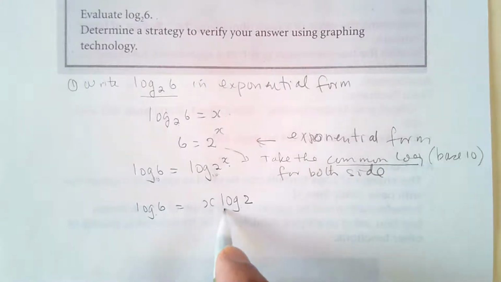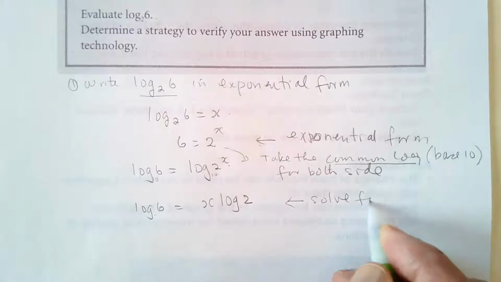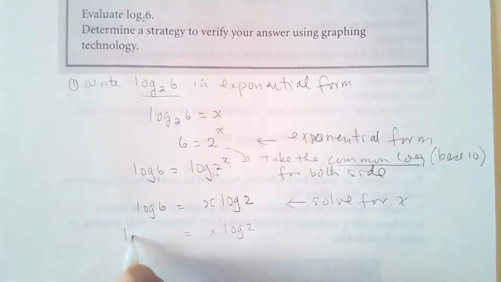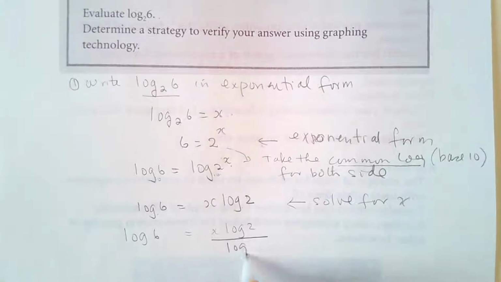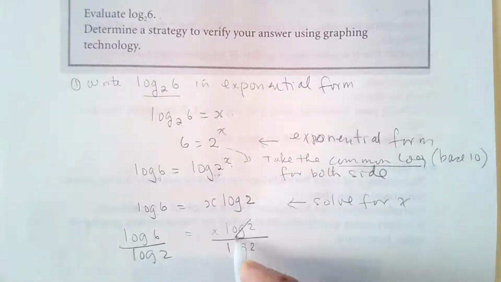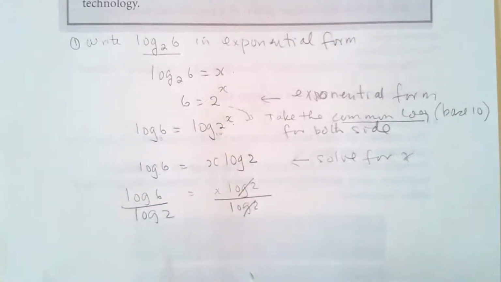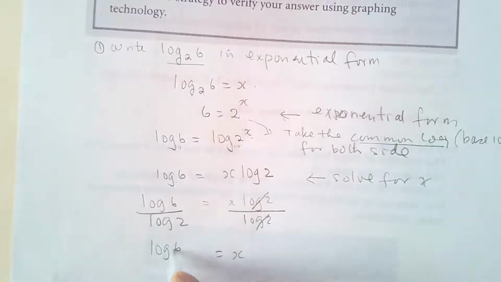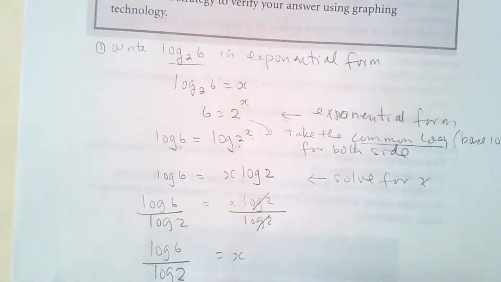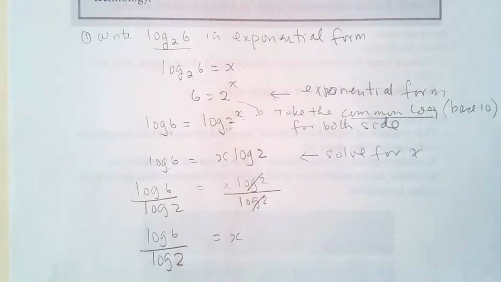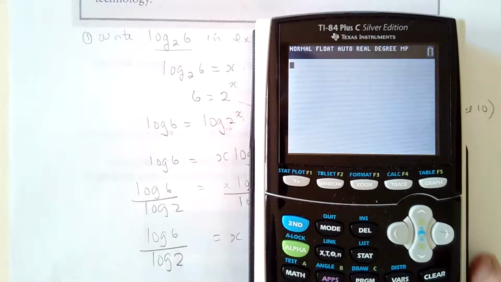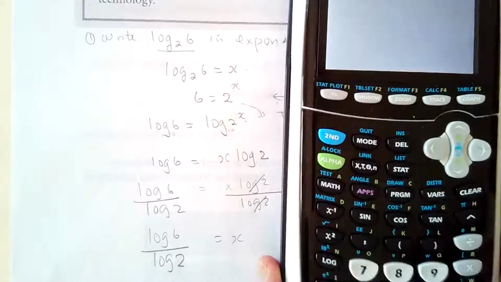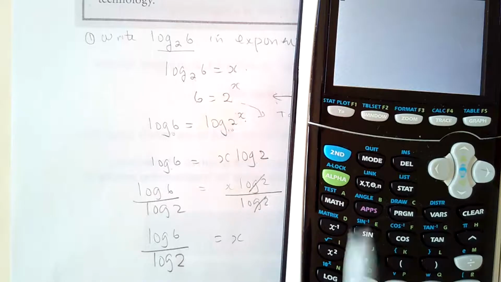Now, we are going to solve for x. So we divide both sides by log 2. What am I left with? x, with a common log, equals log 6 over log 2. Now I could use my calculator. Log 6. So I'll go to my calculator here. I'll be using my log button.